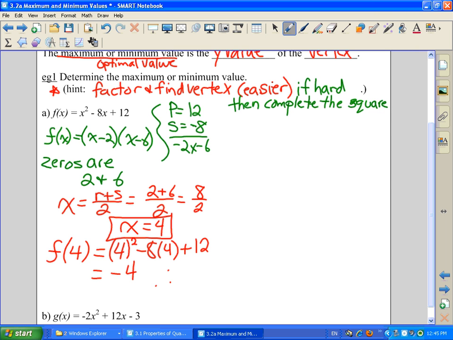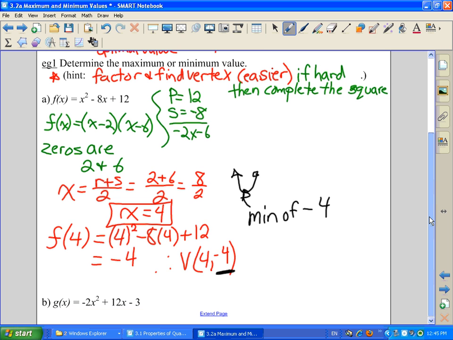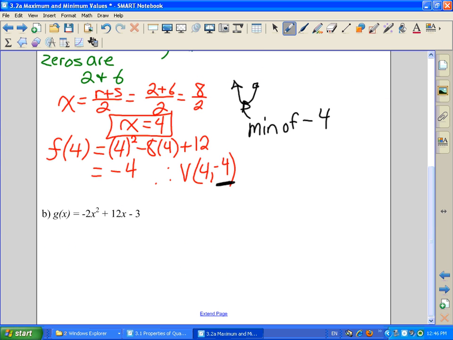So what does that tell us? Therefore our vertex is (4, -4). And remember, when you're looking for your minimum or maximum value, your optimal value here is -4. But we need to decide if it's a minimum or a maximum. So we look at a. Is a greater than 1? Yes, it is, so it opens up. That means we have a minimum, because it opens up. So we have a minimum value of -4. All right, and again, that's an example where it's easy to factor and you can get your minimum values.